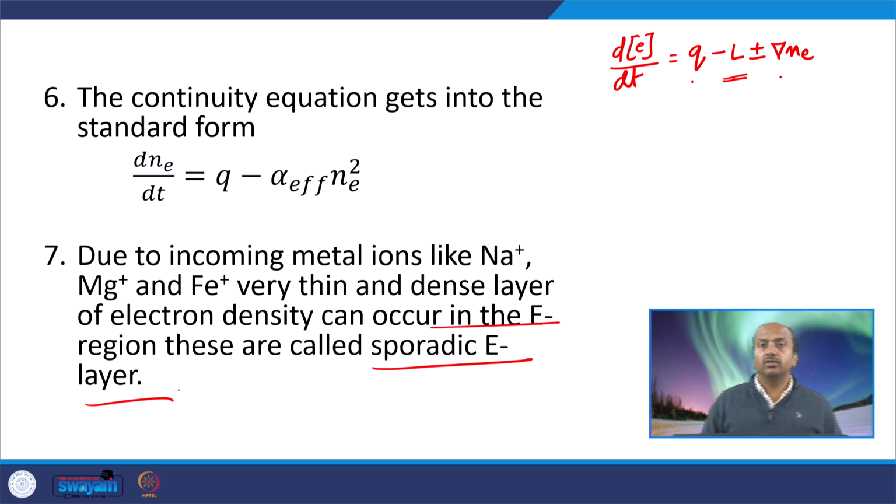This sporadic E layer is not a regular phenomenon, it does not occur every day. It can occur at some time and it may not occur. And this sporadic layer can be attributed to the meteoric ablation.